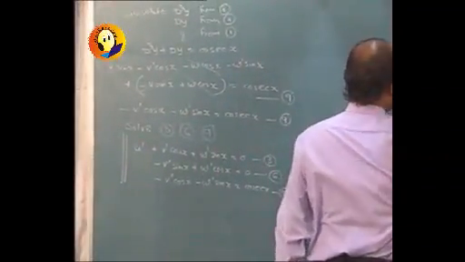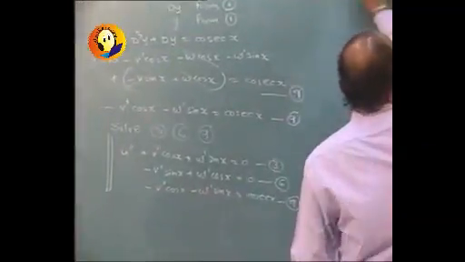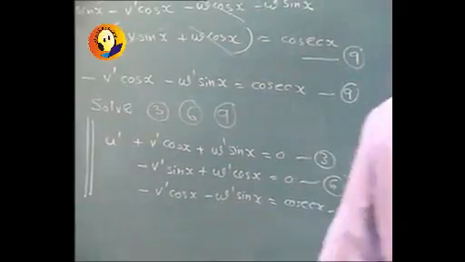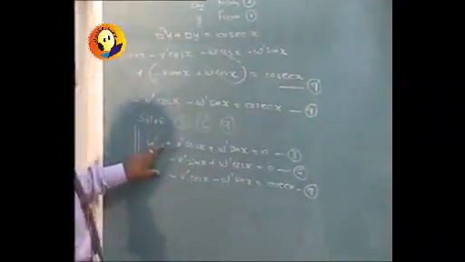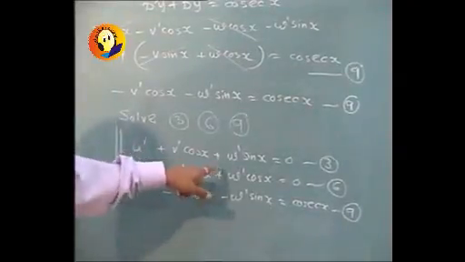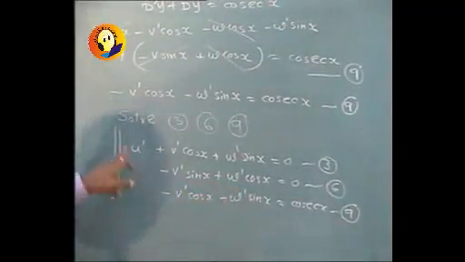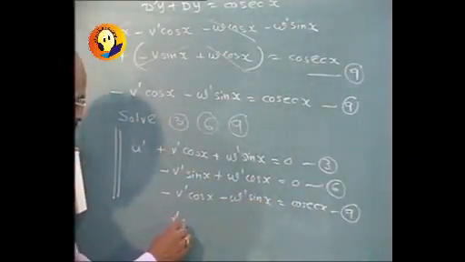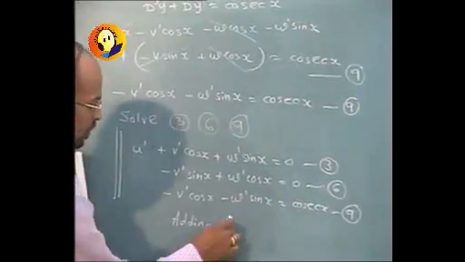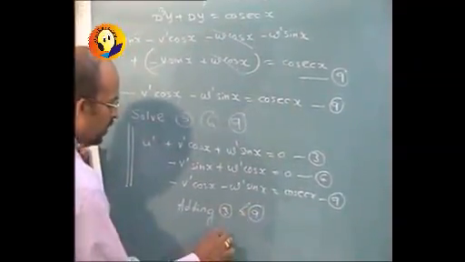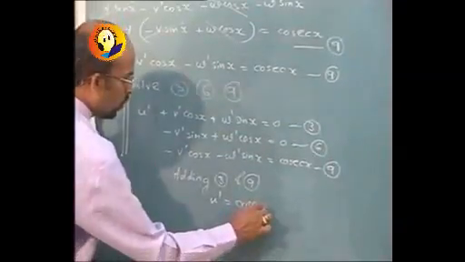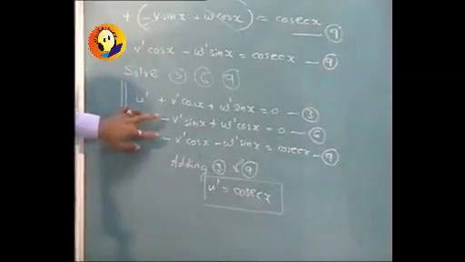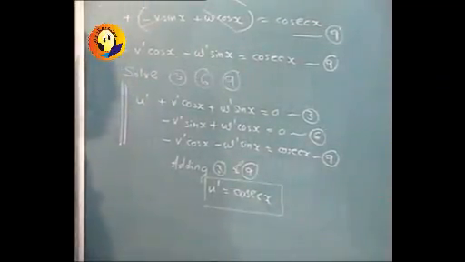Though we have got three unknowns over here, u dash, v dash and w dash, observe that if to the first equation we add the third equation, we will straight away get the value of u dash, because v dash cos x and w dash sin x will get cancelled. U dash will come out to be only cosec x. So adding 3 and 9, we get u dash equal to cosec x. So out of the 3, we got the value of 1. And these two can be as usual solved simultaneously in the determinant form.